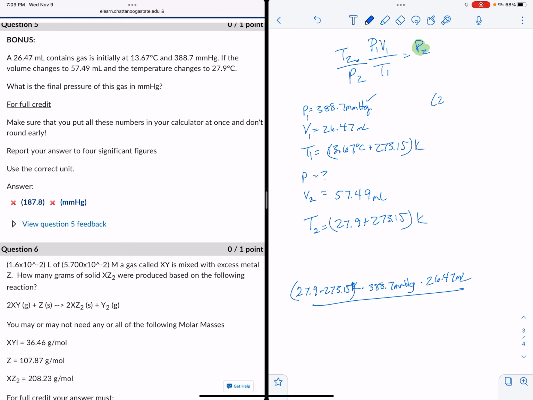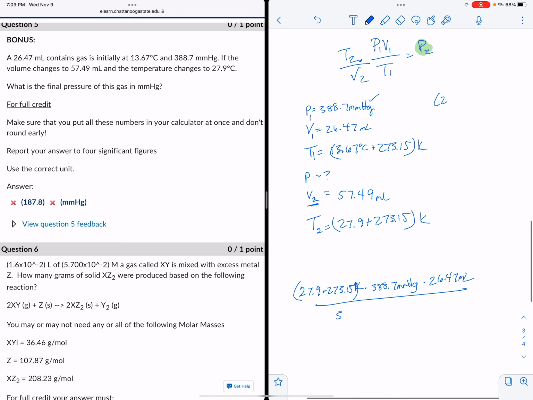Let's see. I just realized when I converted it around, that was supposed to be a V there. No, it wasn't. It was a P. No, it was supposed to be a V because I have a V right there. So when I moved it, I transferred it over as a P, and I meant to transfer it as a V. So that gives me 57.49 milliliters times my first temperature, 13.67, plus 273.15 Kelvin. And as a little note, you can see the answer I should get is this answer right here.